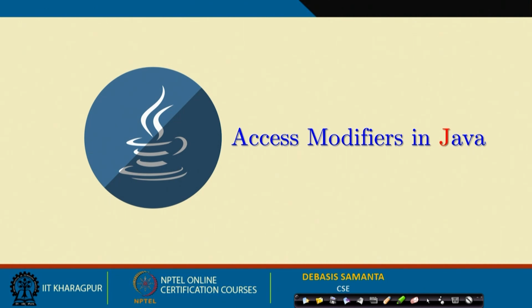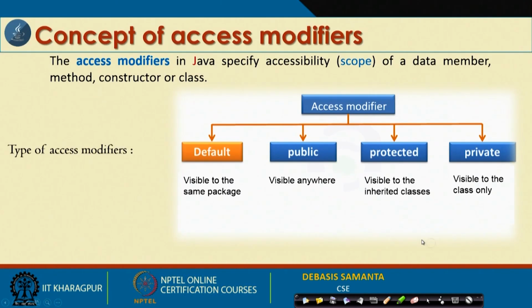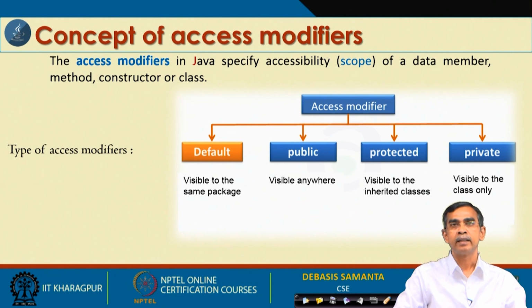For this, the Java developers have coined a number of modifiers. They are called access modifiers. In these lectures we will try to understand the different access modifiers and their usage. So far as access modifiers are concerned, there are 4 types. They are called default, public, protected and private.